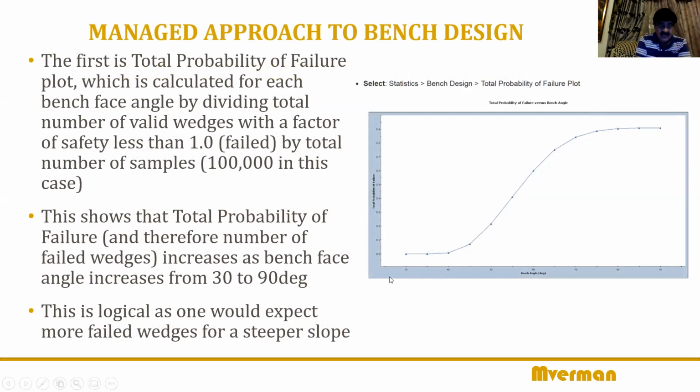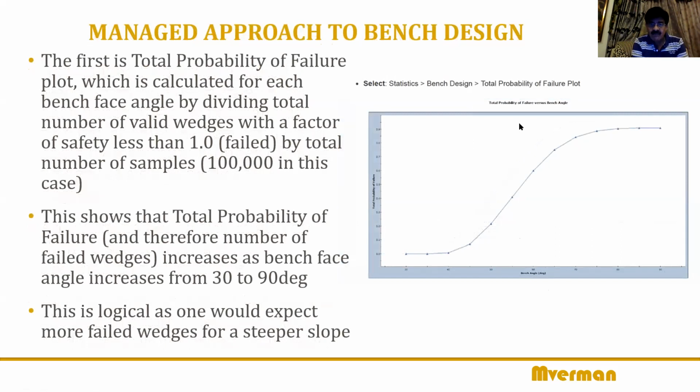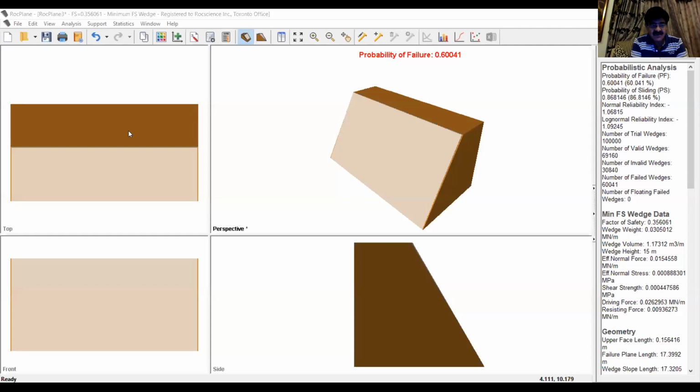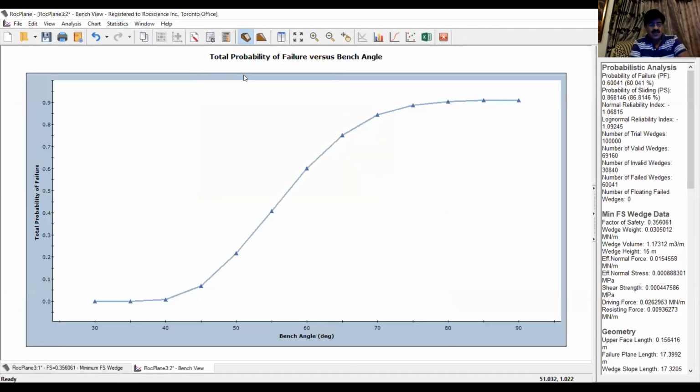We'll go back and plot this for our case. And this clearly shows as the angle of the bench face increases, the total probability of failure also increases, which is quite logical. Now let me stop this and go back to the software just to show you how we obtain this. We have run the analysis. Now is the time to look at the results. The first thing we're going to see is, go to statistics, go to bench design, and the very first thing, total probability of failure plot. You get this, which you just saw. So more clear though, as the bench angle increases, the total probability of failure also increases, which is quite logical.